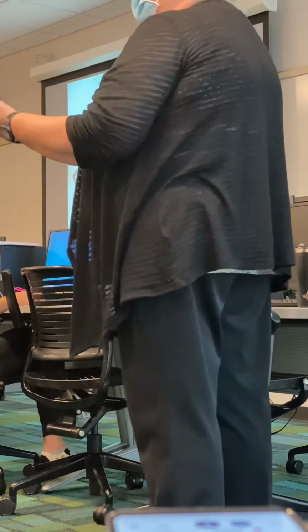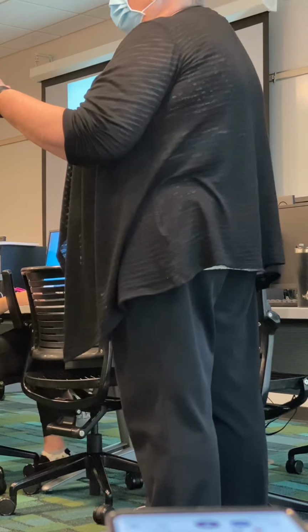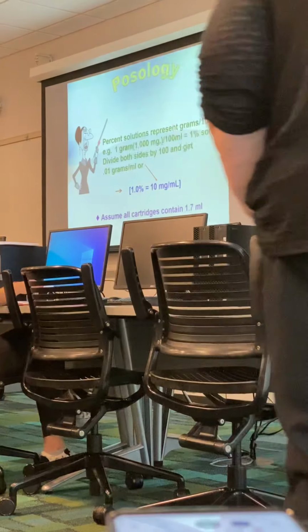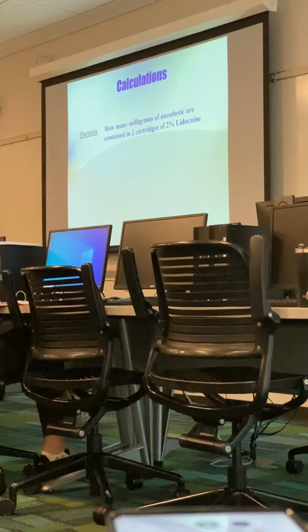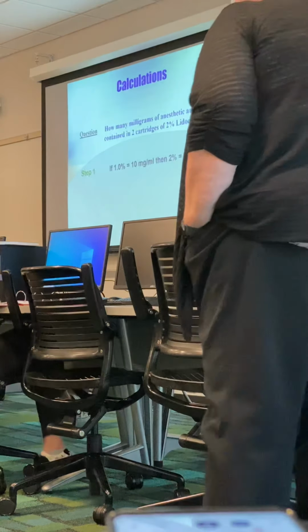When I show you some of the math, because they came from actual articles, some of them actually use 1.7, some of them use 1.8, so the numbers may be a little off, but when I ask you the questions, I'm going to ask you in whole numbers, so you don't get confused when I ask you the math, okay? All right, so we're going to assume that all cartridges contain 1.7. So here, let's do some math. How many milligrams of anesthetic are contained in 2 cartridges of 2% lidocaine? What's the first thing we got to think about? Maybe 20 milligrams. We've got, if 1% is 10 milligrams per milliliter, then 2% is 20 milligrams per milliliter, right?